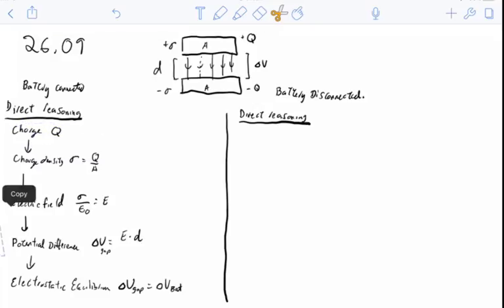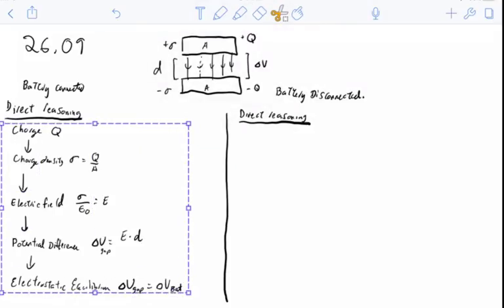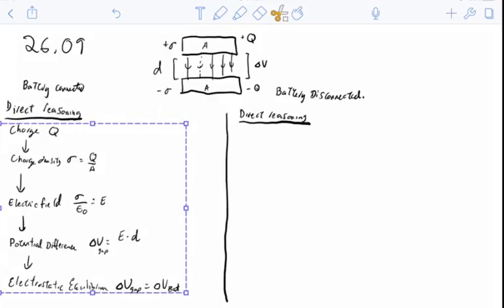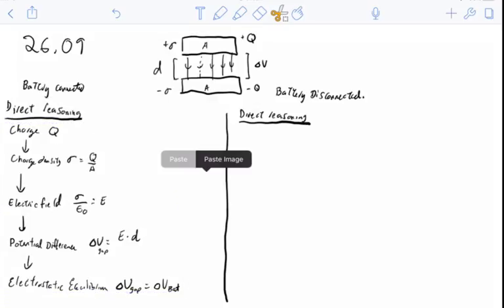Oh, come on. I just want the same copy of both on either side here. All right. Copy. Paste.